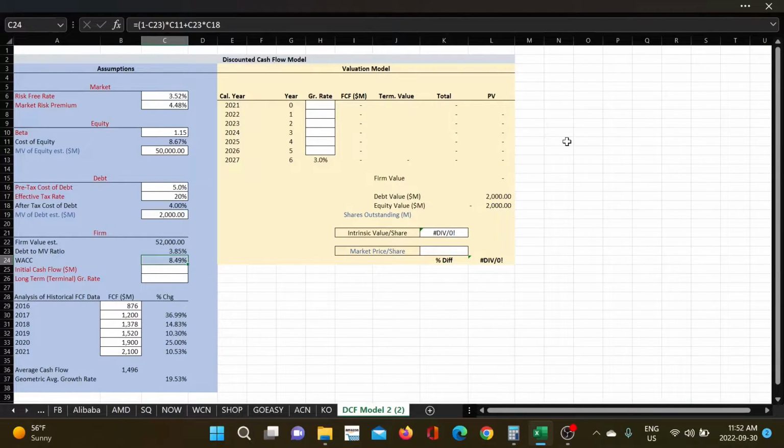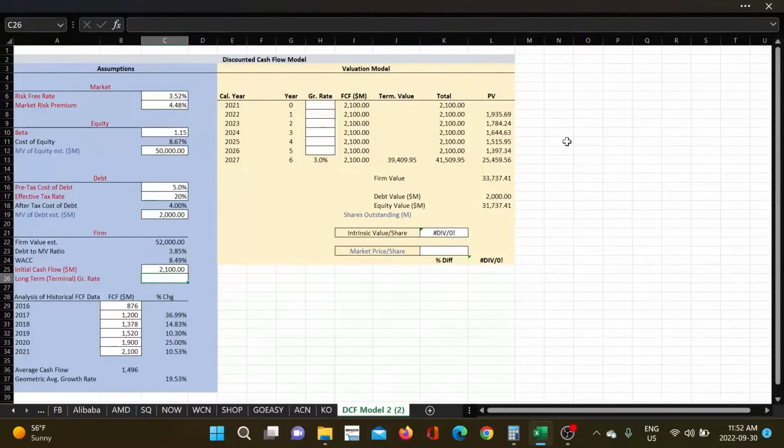Now, this is arguably the most important variable in the model because it's what you're going to discount your future cash flows by to come up with your present value. Then we come up with our initial cash flow. So for this, I just like to use the most recent full fiscal year's ending cash flow. So in this case, it's 2.1 billion. And then we get to the long-term growth rate, otherwise known as the terminal growth rate. And that value always matches what the estimated growth rate for the GDP will be. So let's put that at 3%.